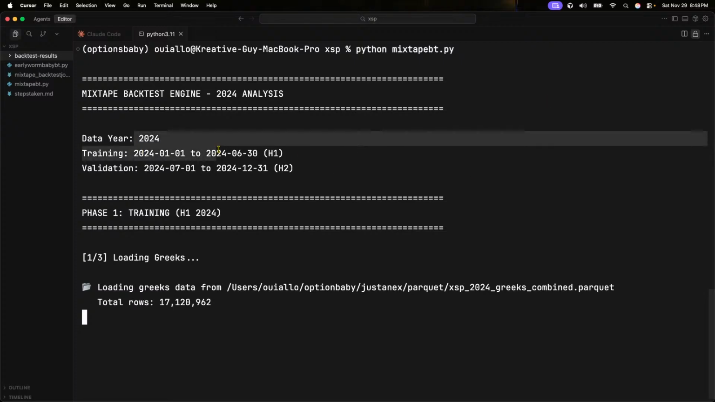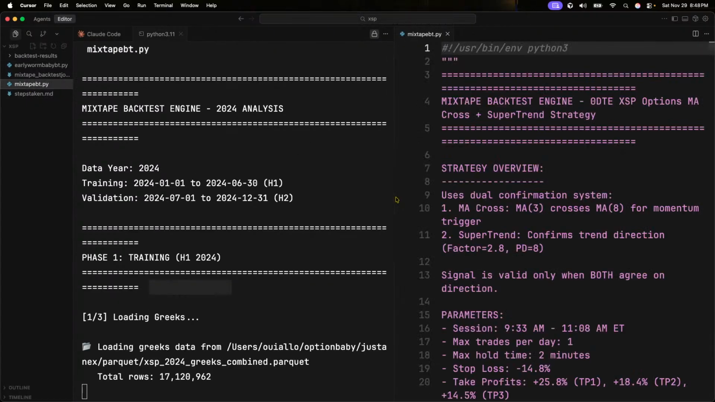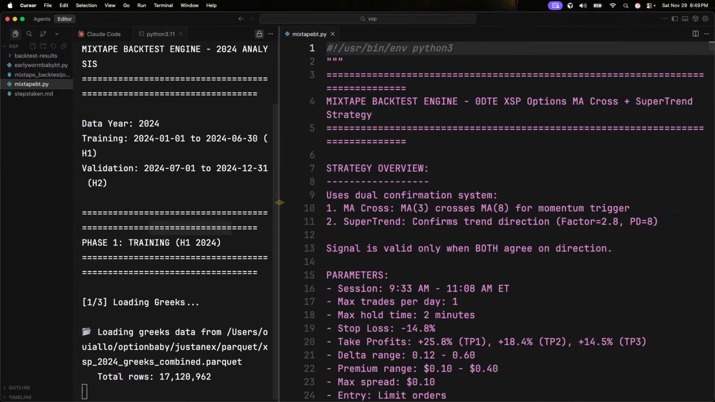Running our back test on 2024, we are loading our data. First, we're loading our Greek data. That's 17 million data points, 17 million rows. So it's going to take a few moments in order to load it, right? You try to do something 17 million times and let me know how long that takes you. Let's just look at our strategy real quick. Look at our back test while that loads.